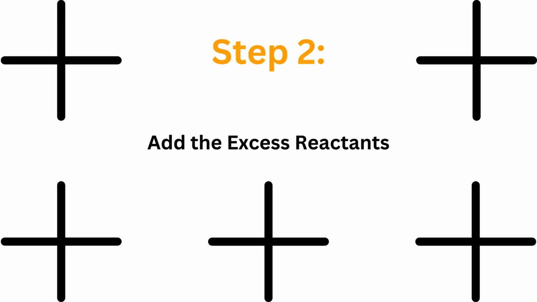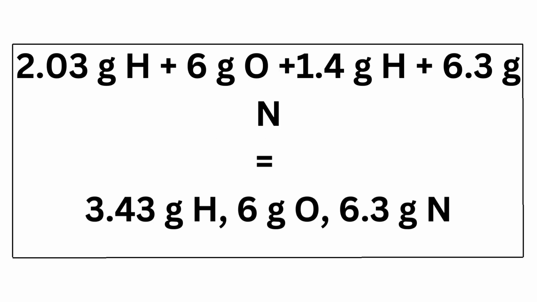The second step in the process is to add the masses of the excess reactants together. This means to add the mass of the same excess elements to each other. As a result of this, it is found that in the compounds produced, there is 3.43 grams of hydrogen, 16 grams of oxygen, and 6.3 grams of nitrogen.